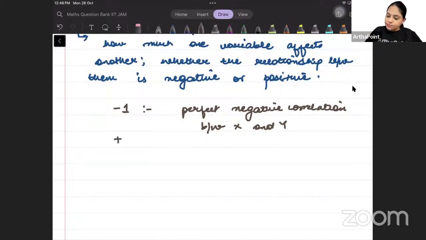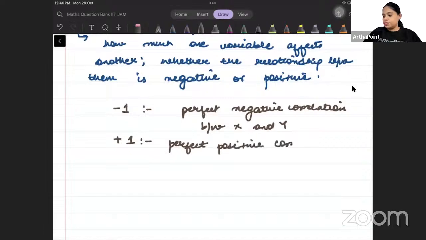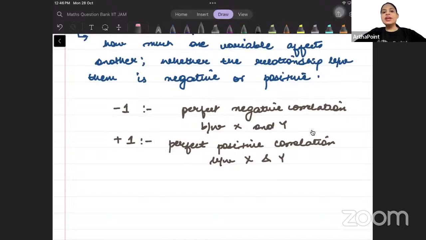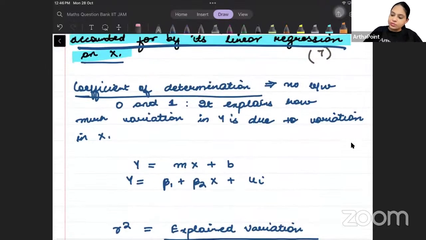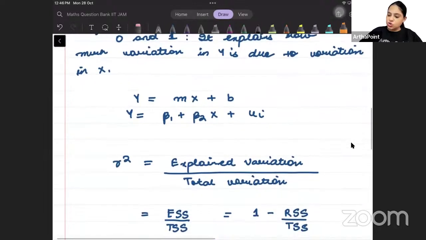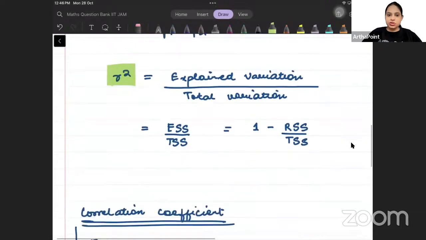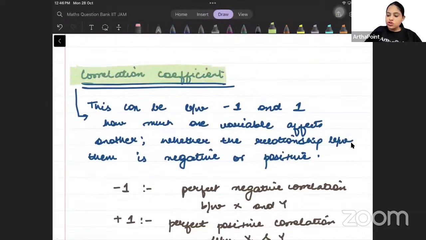And then you have +1, which is telling you a perfect positive correlation between x and y. Now, there is a relationship which you should know, that this coefficient of determination, this r square, can be written as the correlation coefficient whole square.